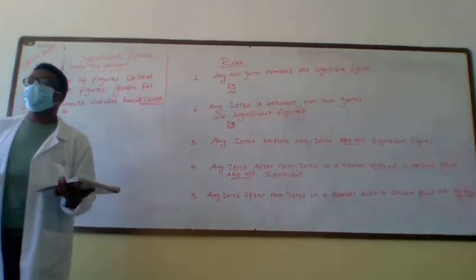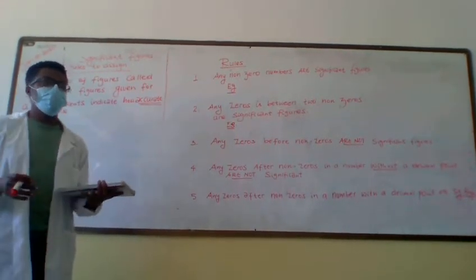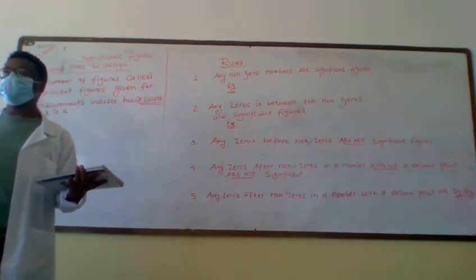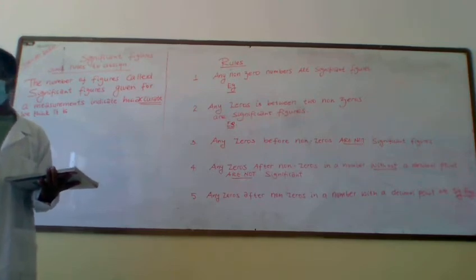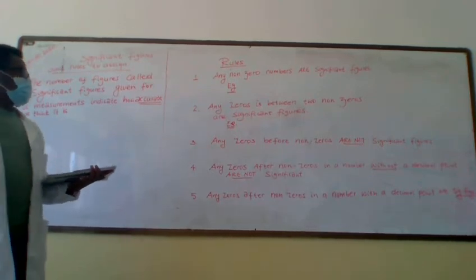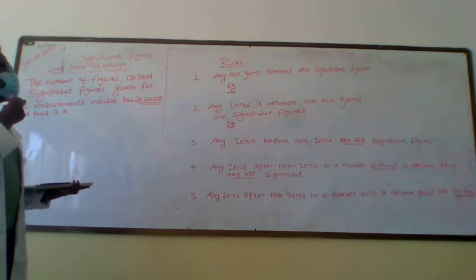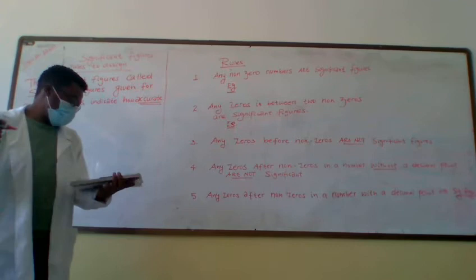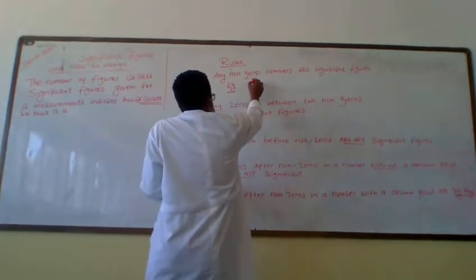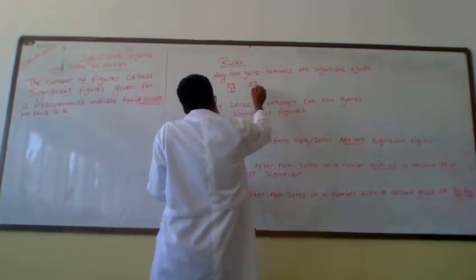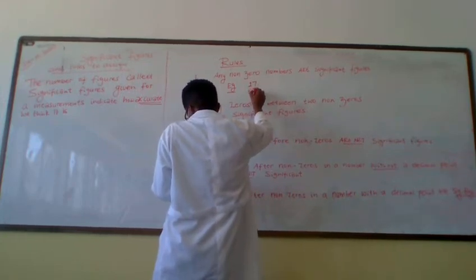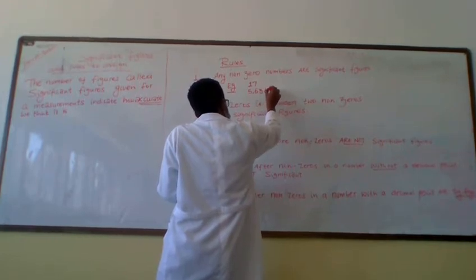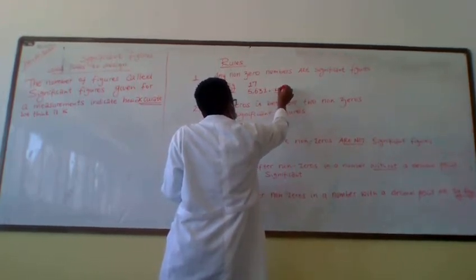significant figures, as I told you, are very important to show how accurate we are and to avoid unnecessary steps in measurement. So, the first rule says any non-zero numbers are significant figures. Any non-zero number. Example: 17, and let's take this one, 5,631.54.